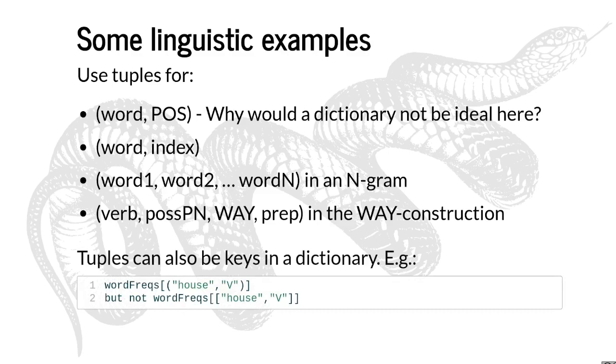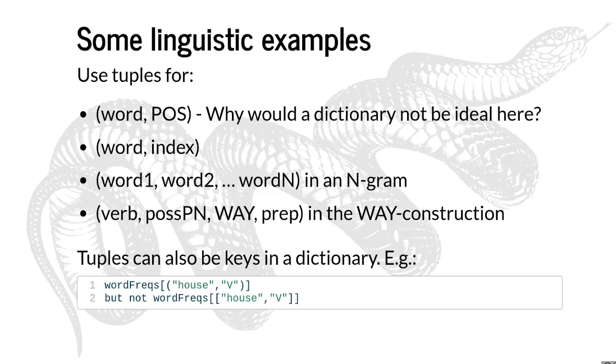And this is what you mostly will find online, what they're useful for. They can be dictionary keys because they're immutable. Only something immutable can be a dictionary key. That doesn't apply to lists. So you can't use a list as a dictionary key, but you can use a tuple. For example, word frequencies, you can have the tuple house, verb in there, and count all instances of house used as a verb separately from the instances of house used as a noun.